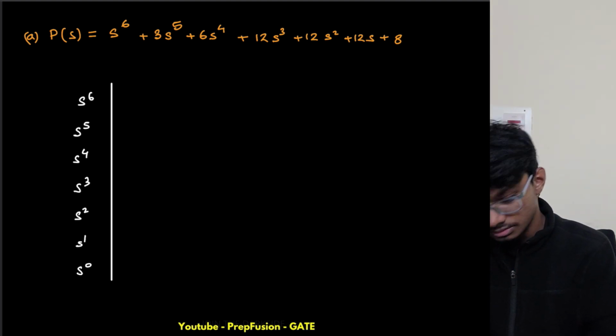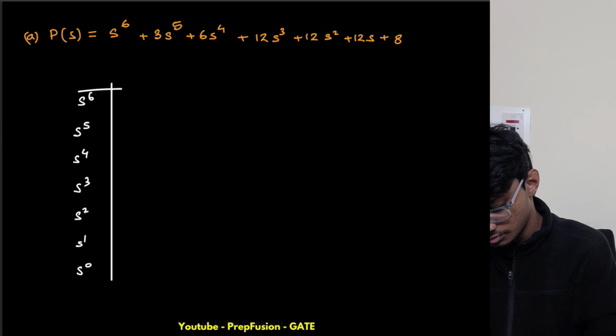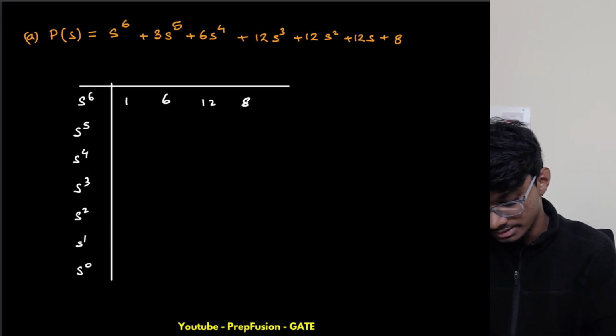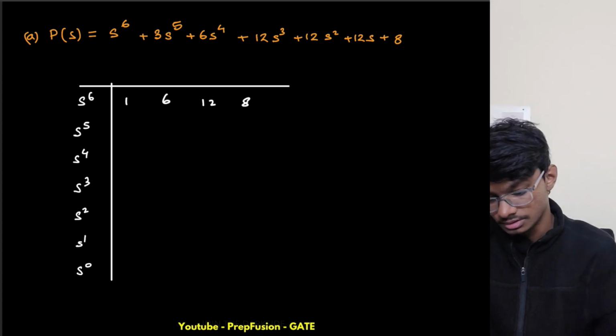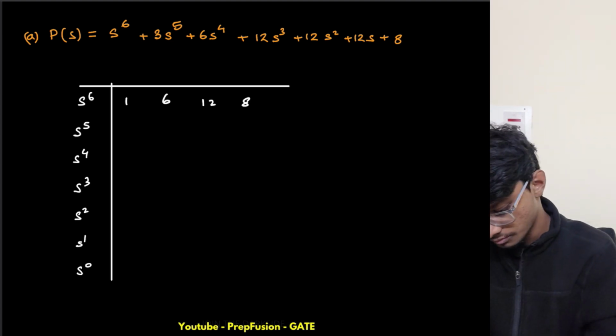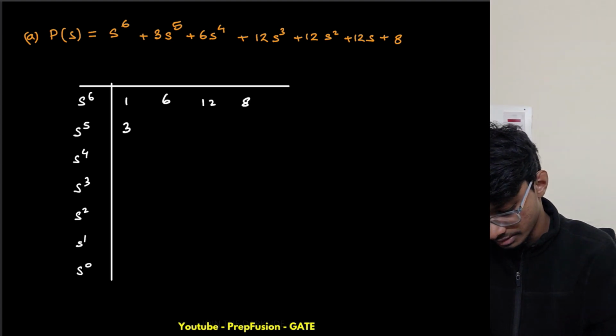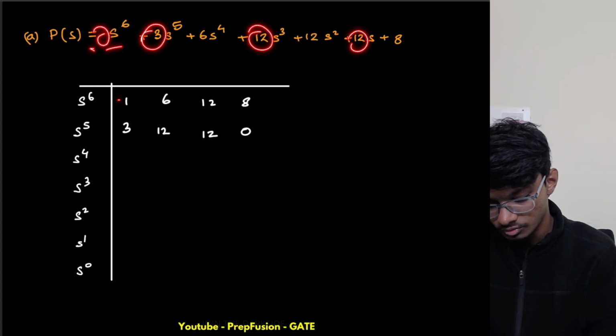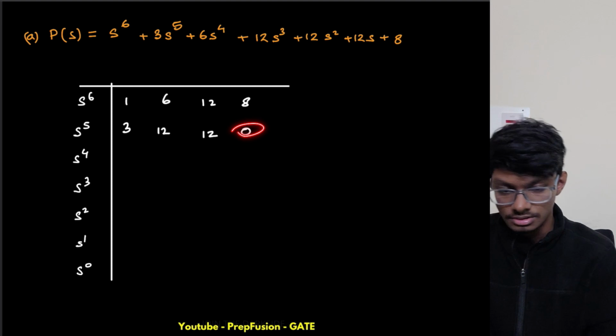Now let me write the first 2 rows. This is 1, this is 6, this is 12, and this is 8, so I have 4 coefficients this time. So I have 3 over here, then 12, then 12, then 0. I don't have the remaining one, so I will skip it. I will take 3, 12, 12, and then 0.